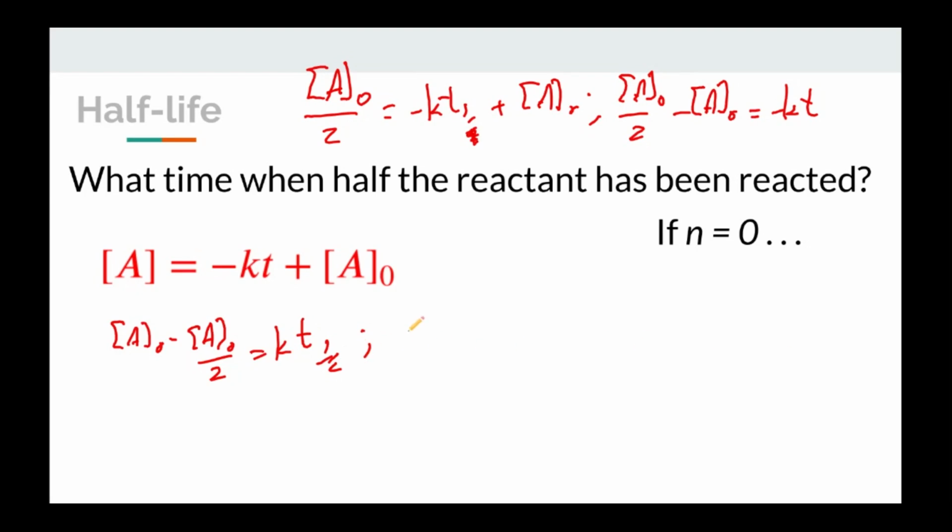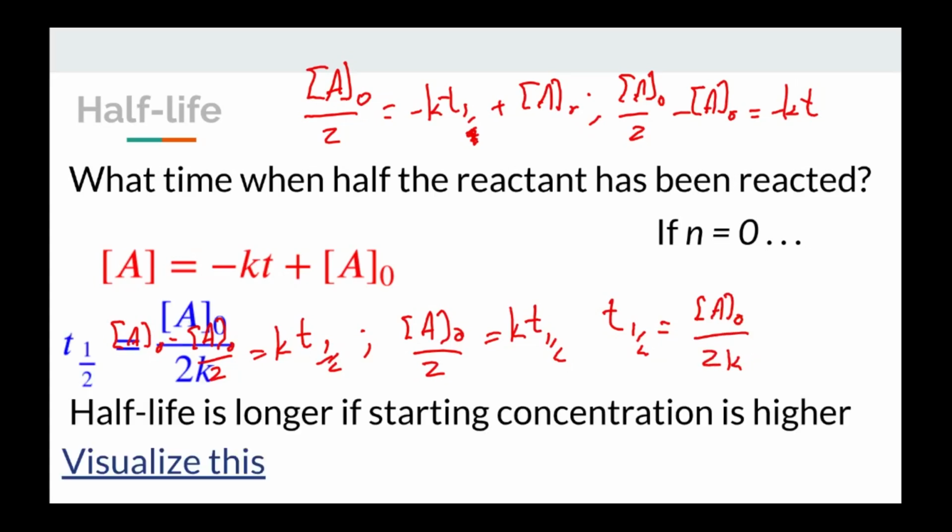So that means that starting concentration divided by 2 is k times the half-life. So that means that the half-life is going to be the starting concentration divided by 2 times k. So a consequence of this is that because starting concentration is in the numerator, the bigger the starting concentration at the beginning of your half-life, the longer the half-life is.